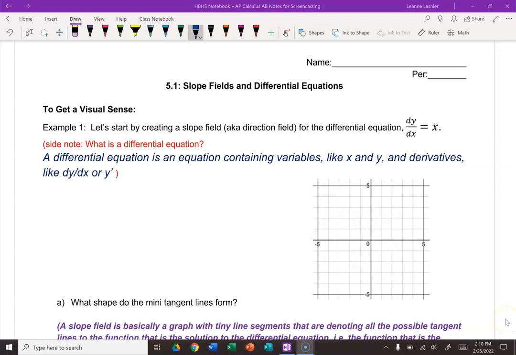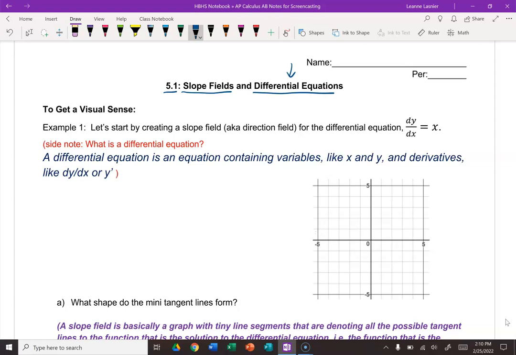Welcome students to our video notes lesson on section 5.1, which is on slope fields and differential equations. We learned a little bit about differential equations at the very beginning of 4.1, and we're going to revisit those here in chapter 5 and even do some more complicated ones.